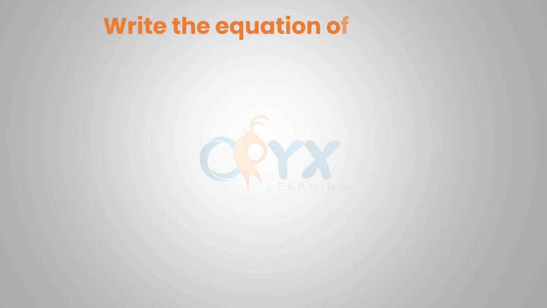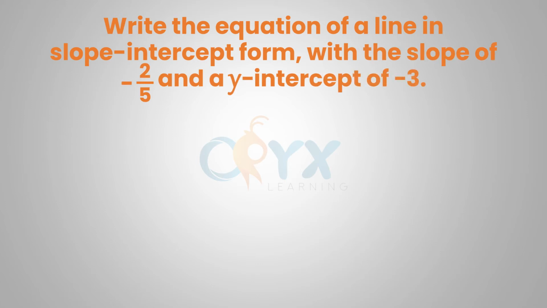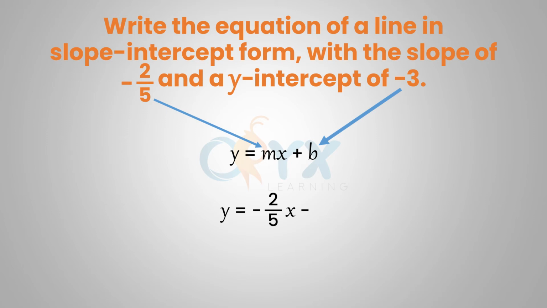Write the equation of a line in slope-intercept form with a slope of negative 2/5 and a y-intercept of negative 3. So my slope-intercept form is y equals mx plus b, where m is the slope and b is the y-intercept. Substituting the values that I have in, the negative 2/5 will go in for the m, and negative 3 will be substituted in for b. This leaves me with y equals negative 2/5 x minus 3.